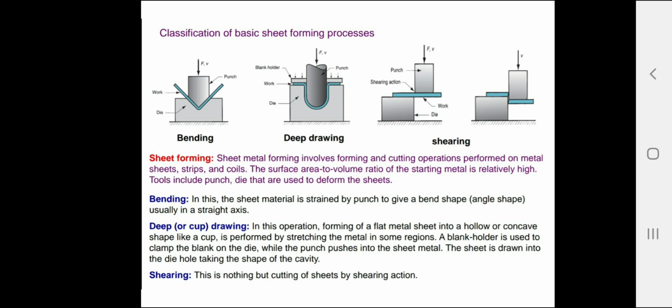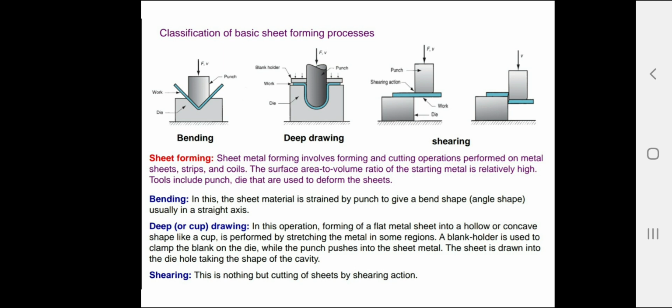In sheet metal forming, the first operation is bending. In this, the sheet material is strained by a punch to give a bent shape, that is, an angular shape. Then deep drawing or cup drawing.